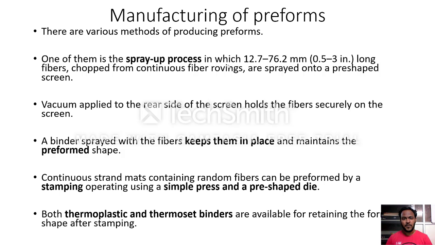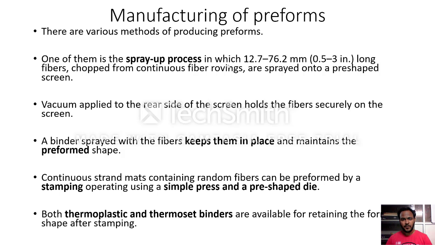Now the first step is the manufacturing of preforms. How to manufacture a preform? There are various methods of producing the preform. One of them is the spray process, in which 12.7 to 76.2 millimeter long fibers chopped from continuous fiber rovings are sprayed onto a pre-shaped screen.